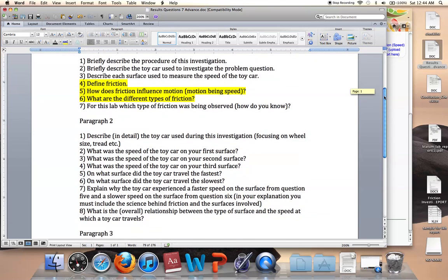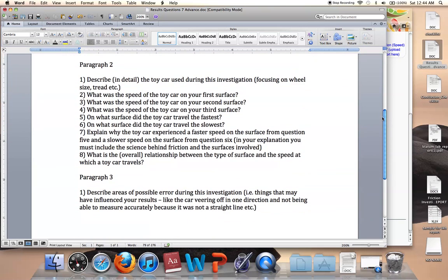In paragraph 2, this is going to focus on the data collected for our laboratory investigation. So it's going to ask you to describe the car in a little more detail. So in paragraph 1, you may have just given a simple sentence like, the toy car used was a metal car that looked like a Volkswagen Beetle. So now you're going to describe it in a little more detail, and you're going to talk about the tires, whether or not the tires were large or small, or had tread or no tread, how far apart were the tires.